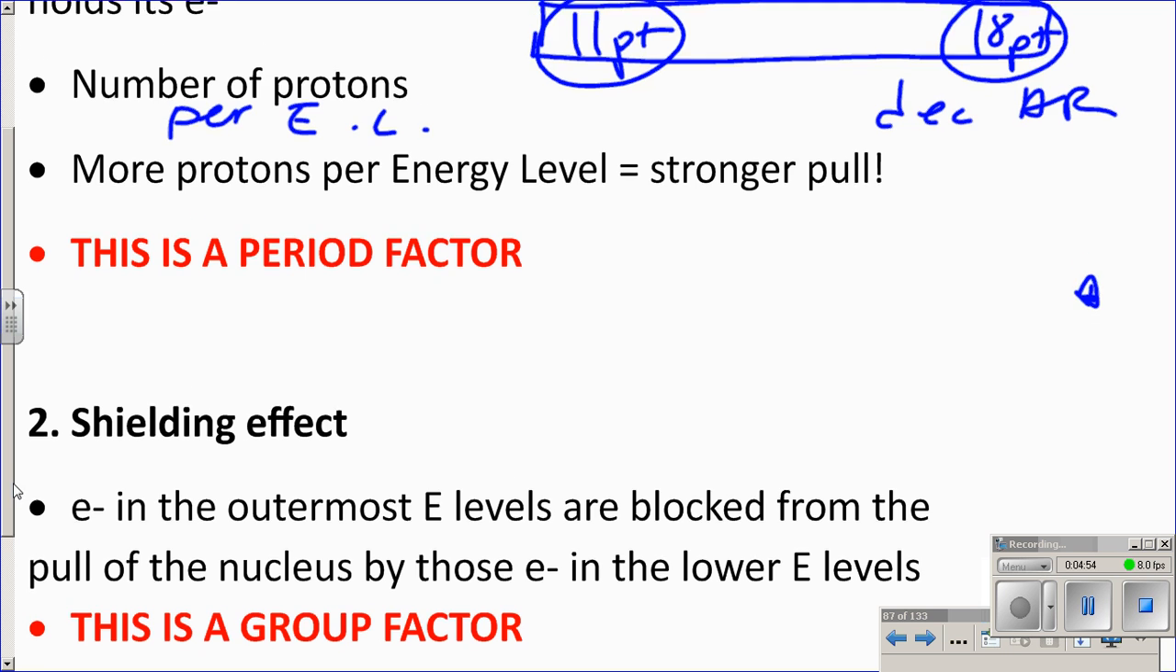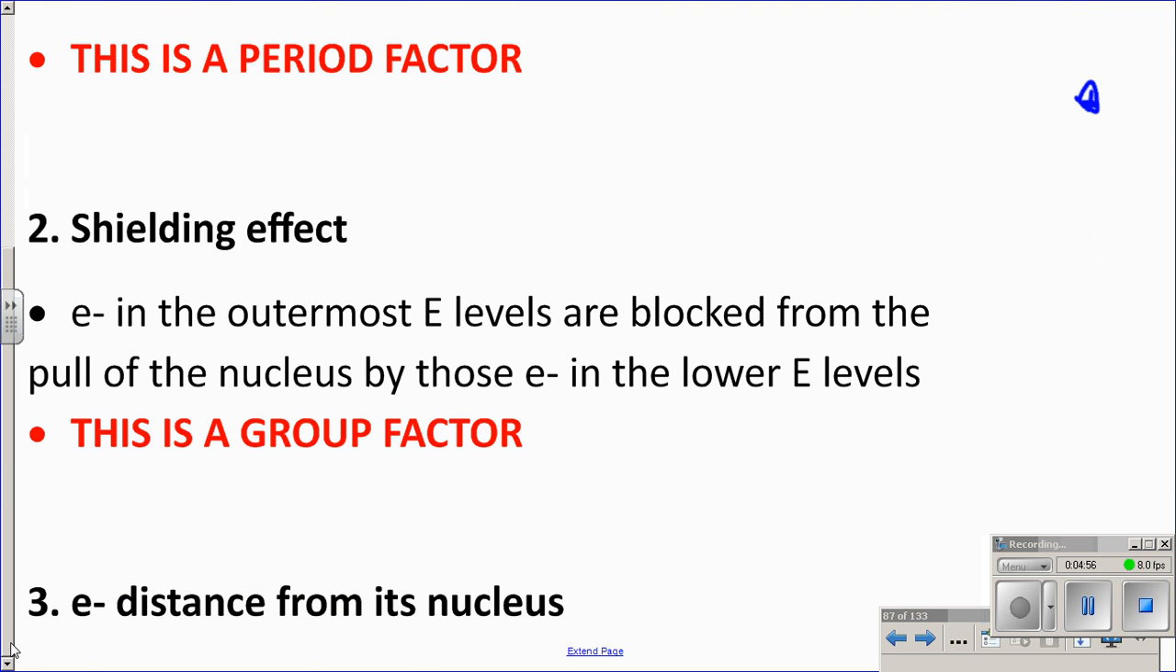If I wanted to talk about something down a group, I use a different reason. The reason is called the shielding effect, also termed electron shielding. So take a second to write down what you need to there. This is the second factor we use in our explanations of the periodic trends.